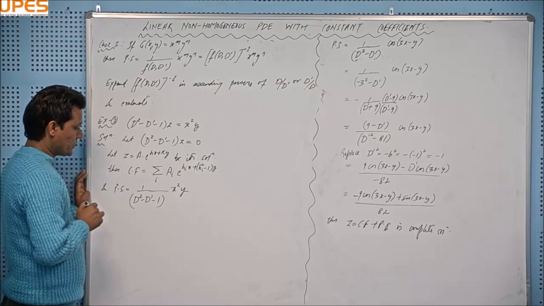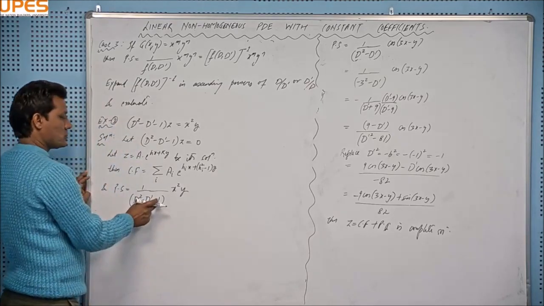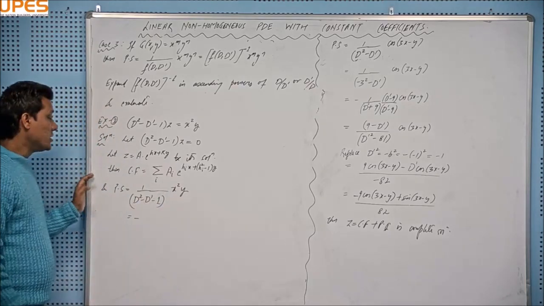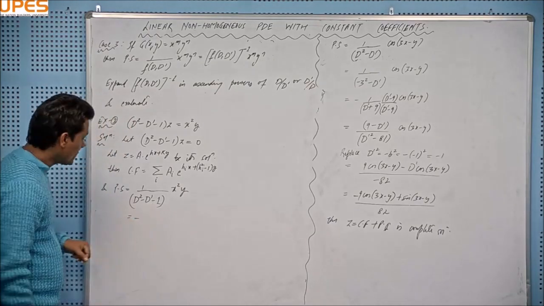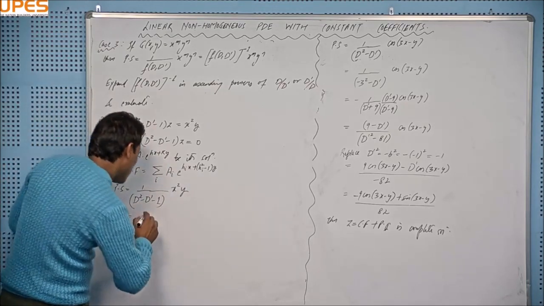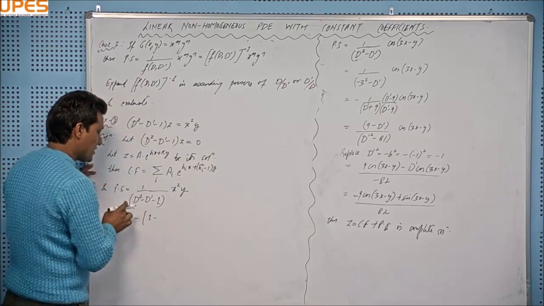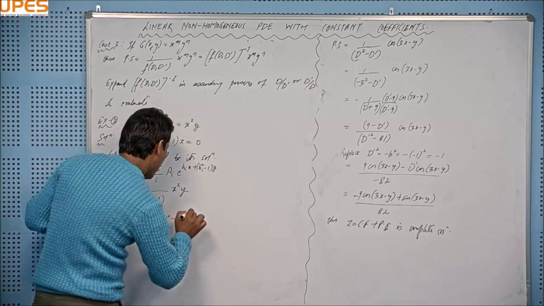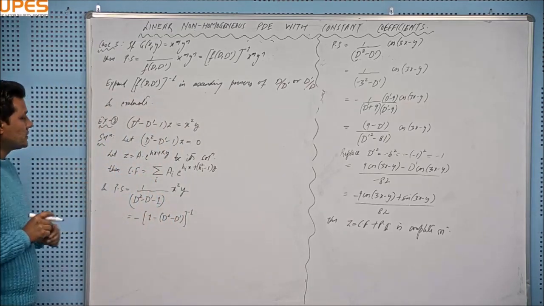Now if I take the minus common, then I will write it as minus, because the constant has to be made plus 1 in order to expand it in powers of D by D dash or D dash by D. So I have taken the negative common out of it, and it will be minus 1 over 1 minus (D square minus D dash), which becomes minus (1 minus (D square minus D dash)) whole to the power minus 1.